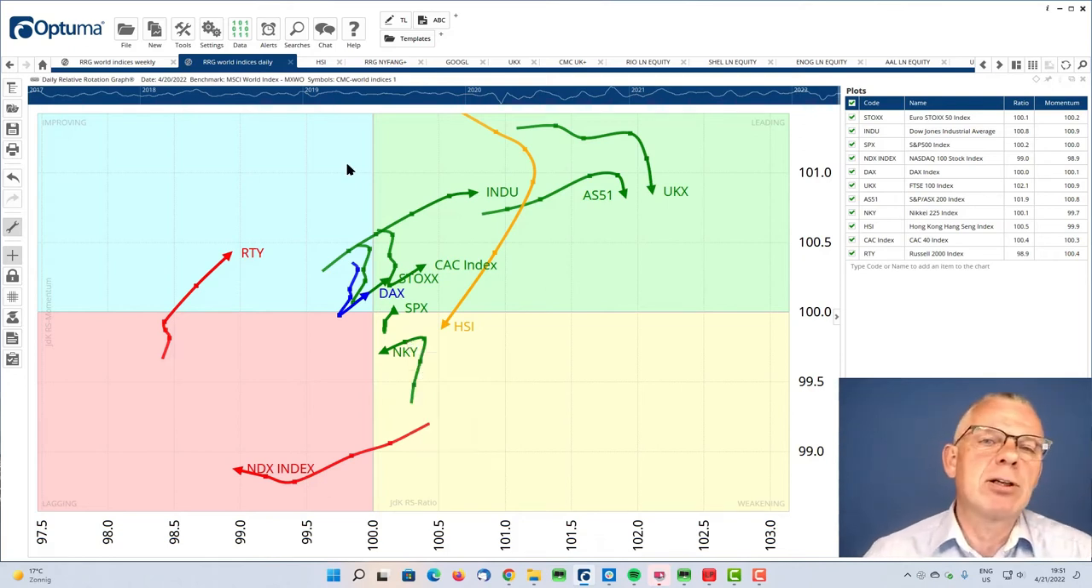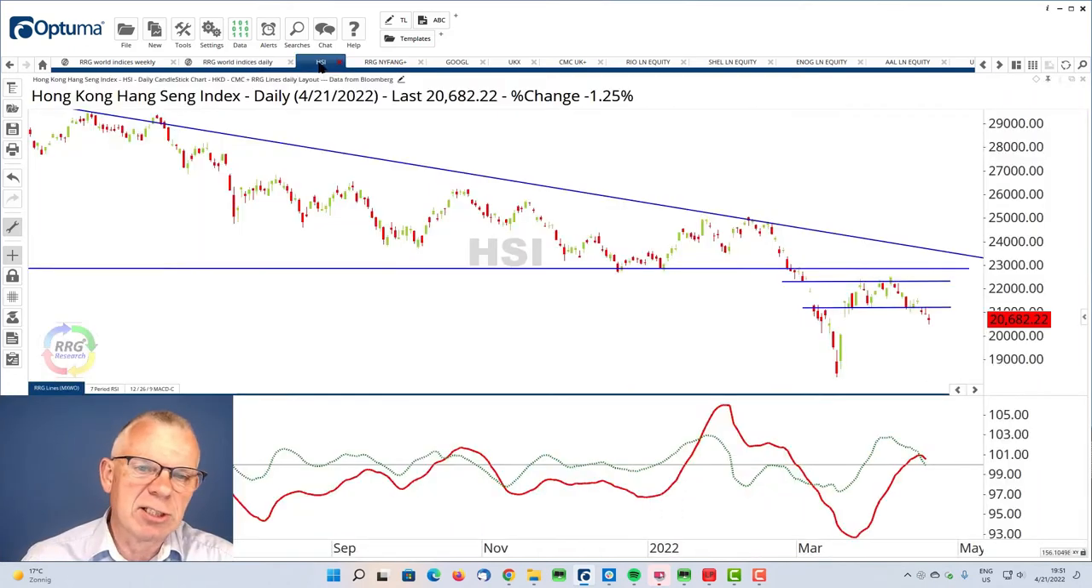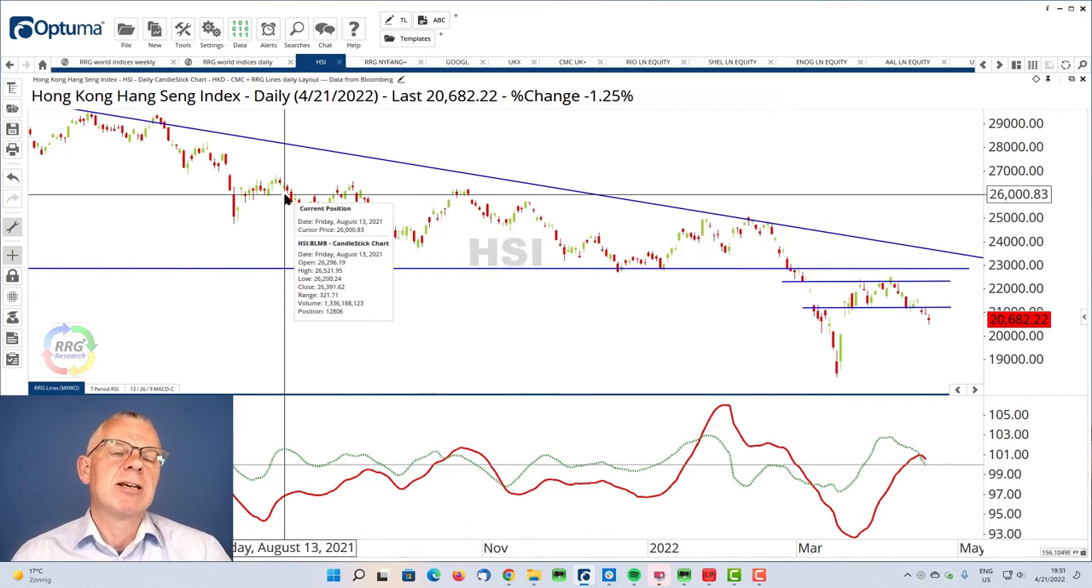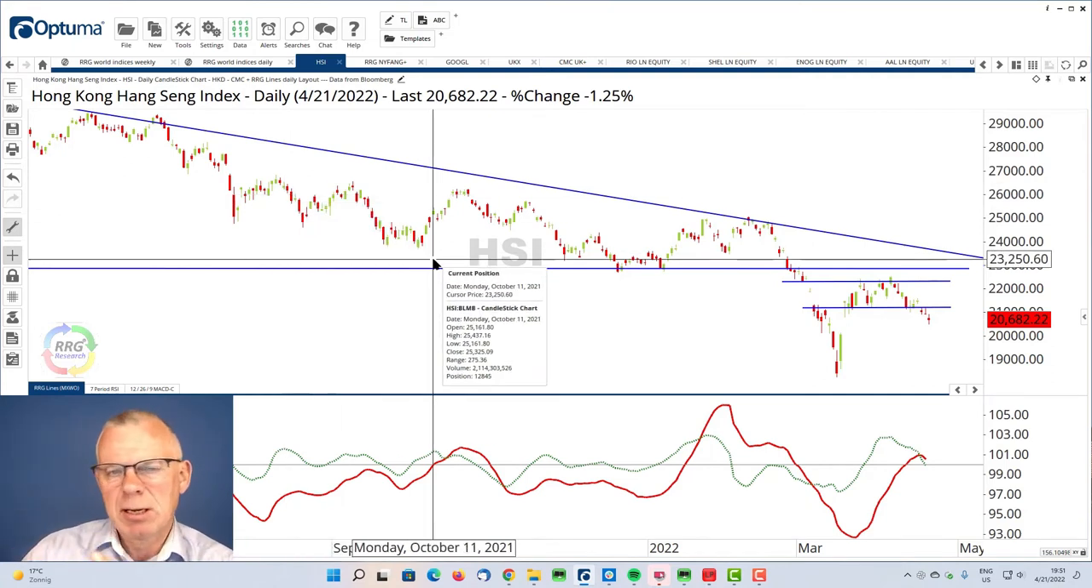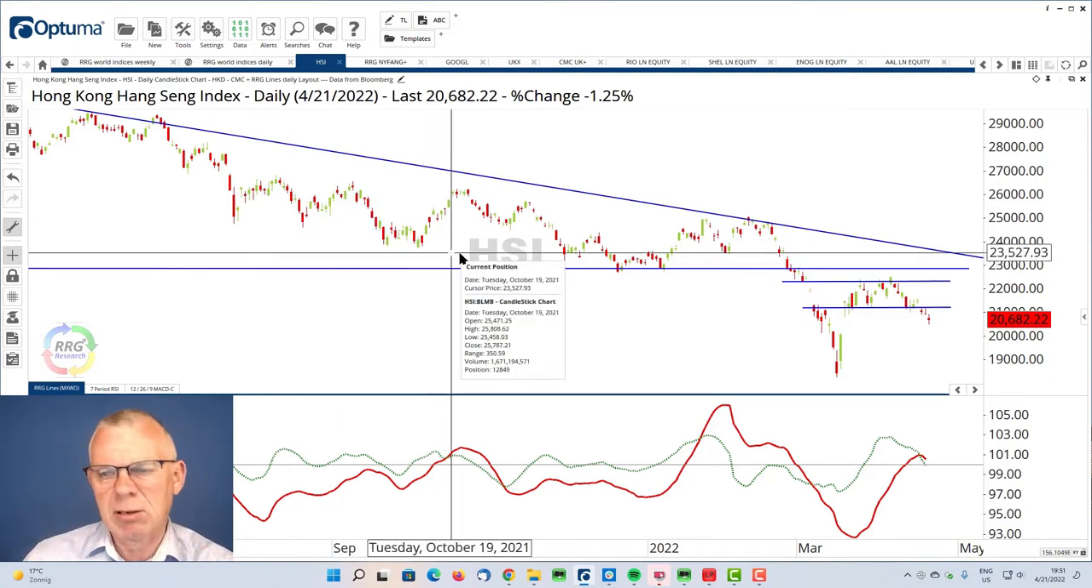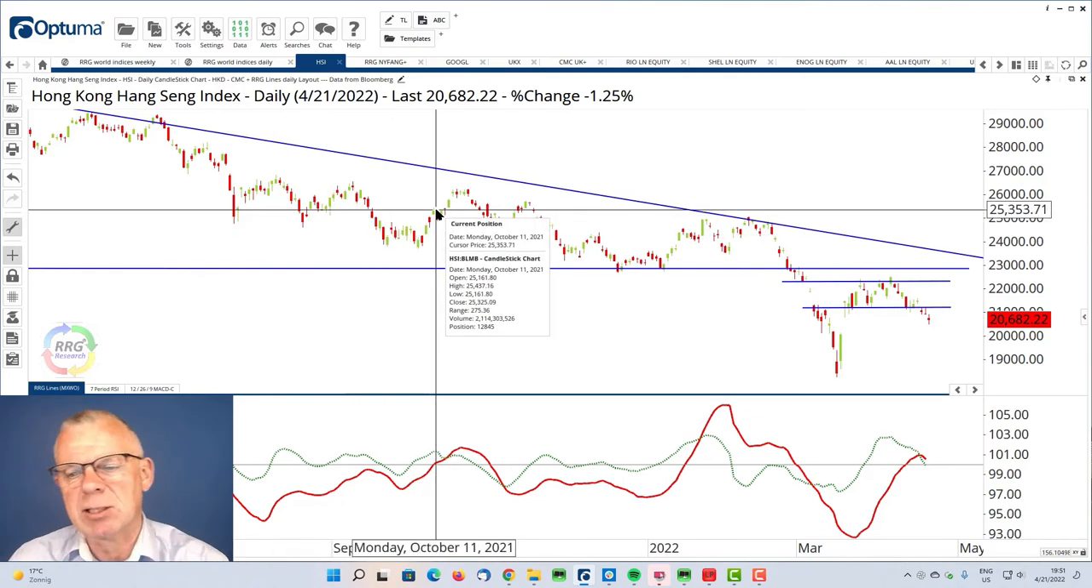So let's finally have a look at the price chart for the HSI. And what we see here is what is leading to the rotations that we see on the RRG. But what I want to focus on is the shorter term pattern. This is a daily chart, and you can see that that downtrend is in play.